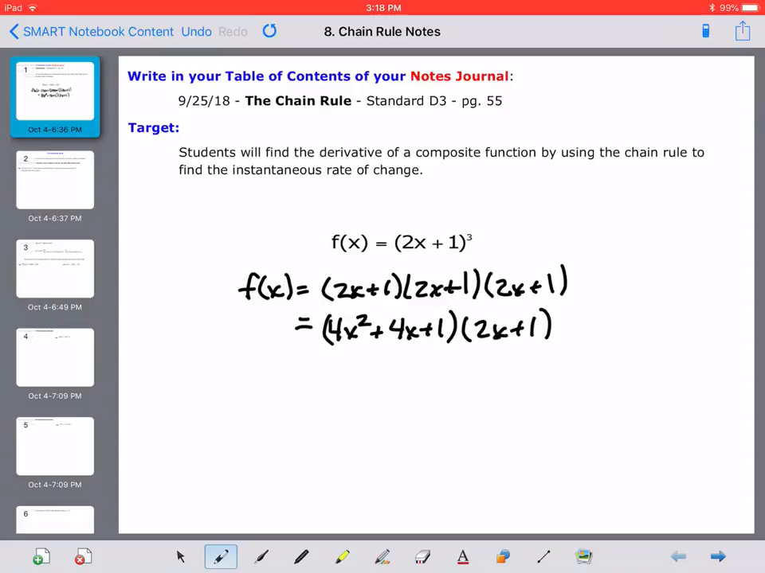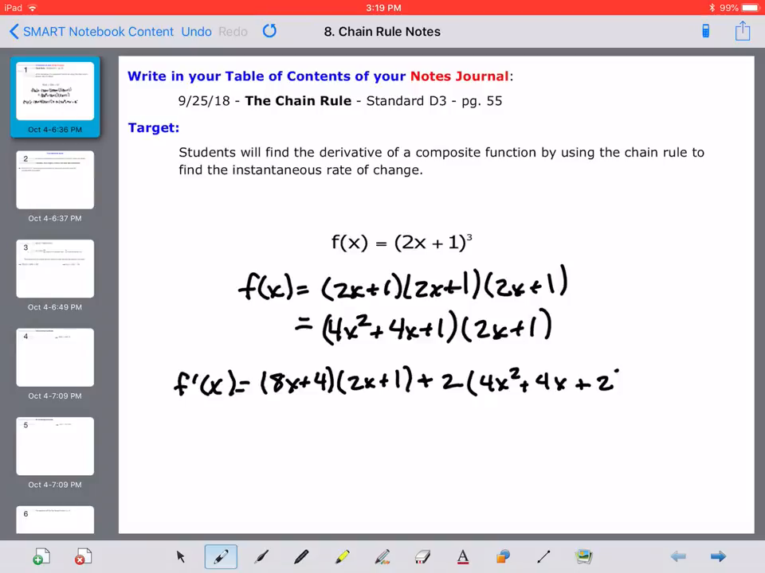So let's see if we get the derivative using the product rule, because that's something that we're having a quiz on tomorrow. Okay, so if I take the derivative of the first, I'm going to get 8x plus 4 times the second plus derivative of the second, so just 1 times the first. Sorry, that should be a 1, not a 2. Okay, so I have that.